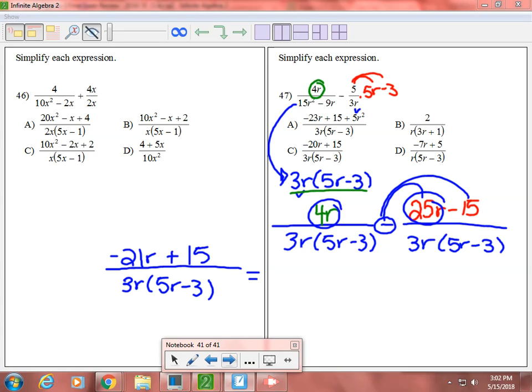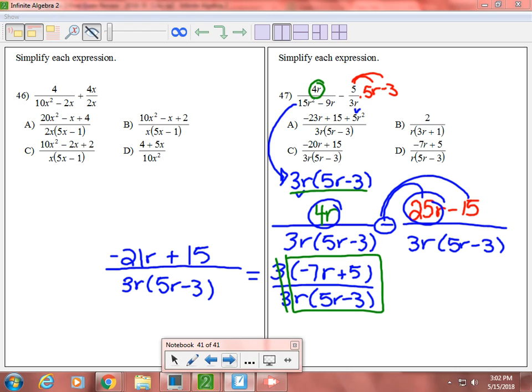Well, what I can do here is my numerator I know is divisible by 3. So I have 3 and negative 7r plus 5, and then my denominator of 3r and 5r minus 3. So again, when it's multiplication, I can get rid of things. So I can get rid of that. And then this looks like one of your answers. So that one looks just like letter D. Okay, so make sure that you factor it all the way out before you do anything else. You have to get rid of all of those factors.